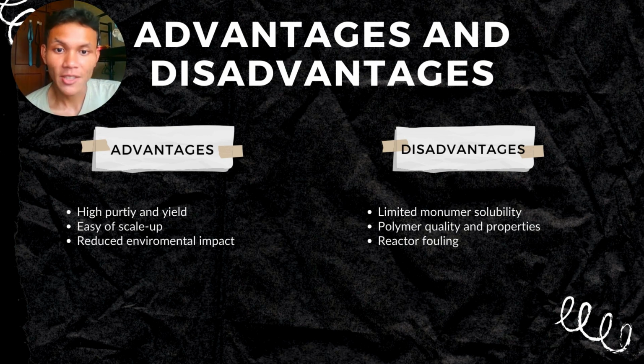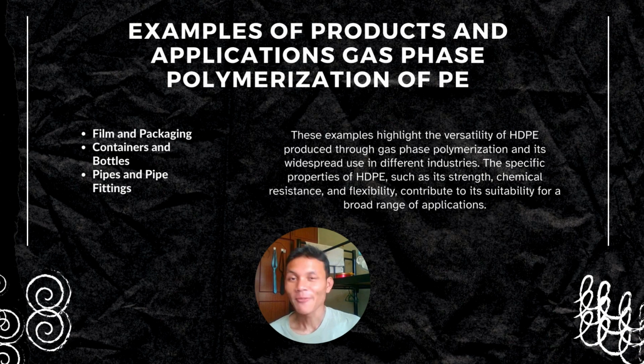Next, we have the reactor fouling. The formation of polymer deposits on the reactor walls, or fouling, can occur, affecting heat transfer and requiring periodic reactor cleaning. Lastly, we are going to the examples of products and applications of gas phase polymerization of polyethylene.